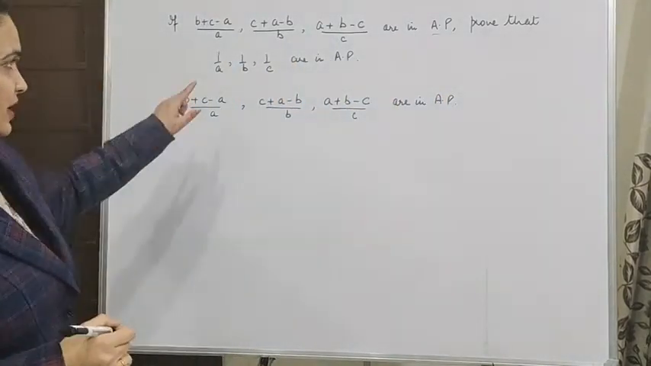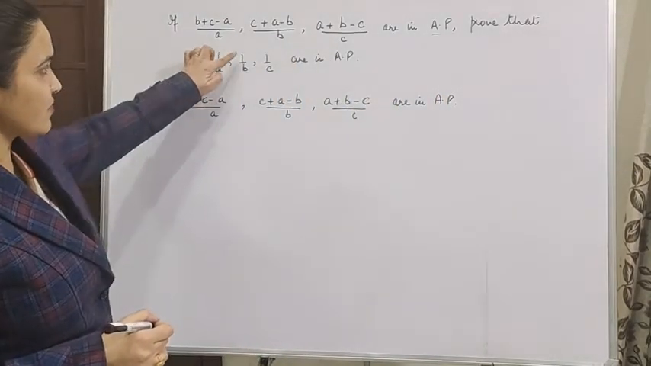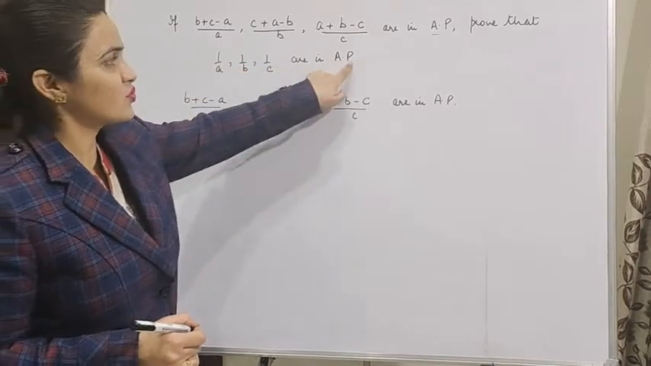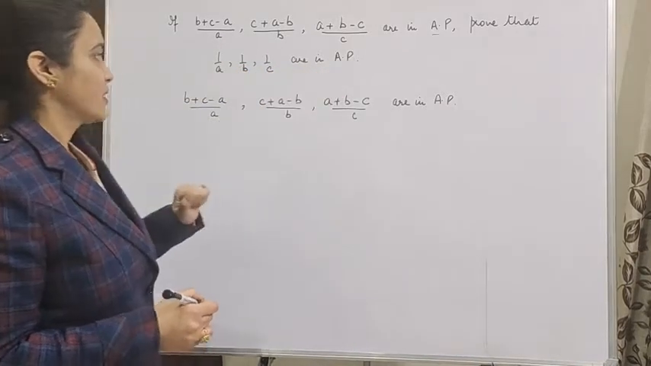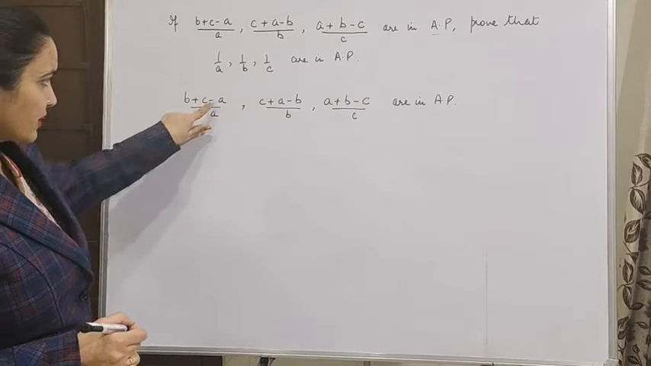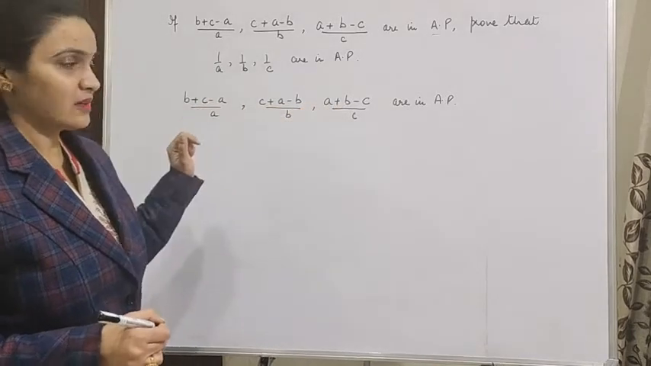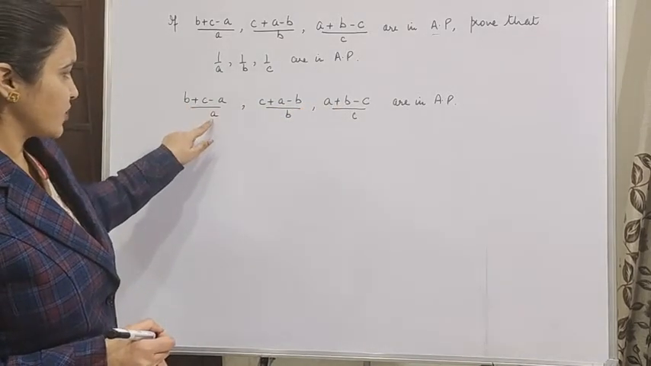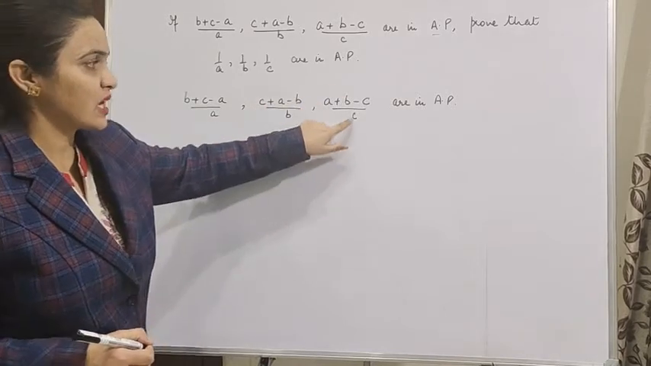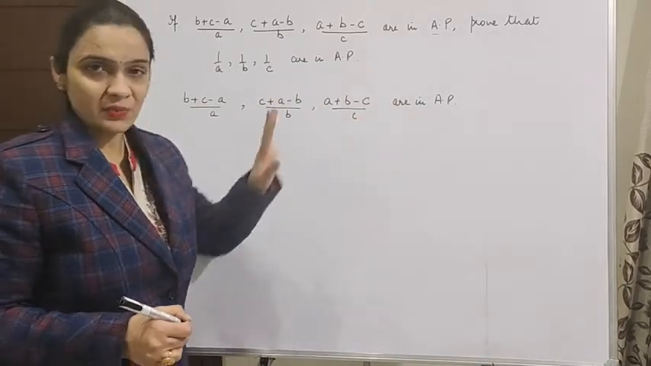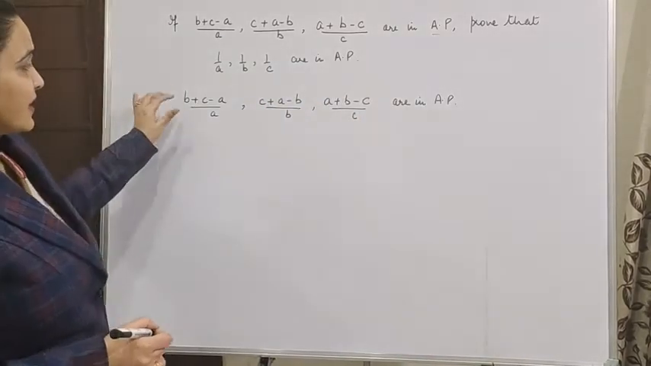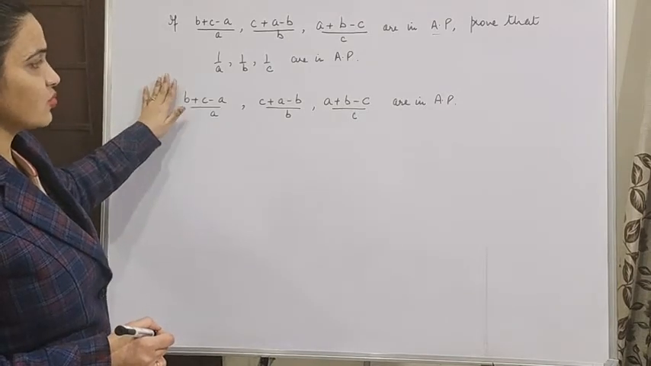हमें करना क्या है, हमें 1 upon A, 1 upon B, 1 upon C को प्रूव करना है कि वे AP में हैं. तो अगर ये ऊपर वाली टर्म्स सारी कैंसल आउट हो जाएं और हमें सिर्फ 1 upon A, 1 upon B और 1 upon C रह जाए, तो ये AP में हो जाएंगी. तो हम करेंगे क्या, ये जो ऊपर वाली टर्म्स हैं इनको सेम करना है.